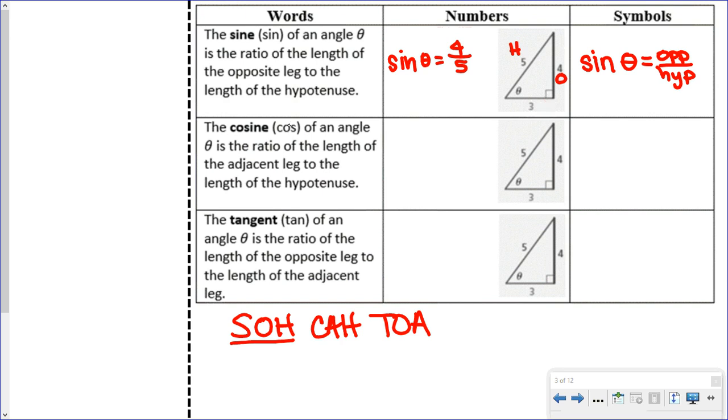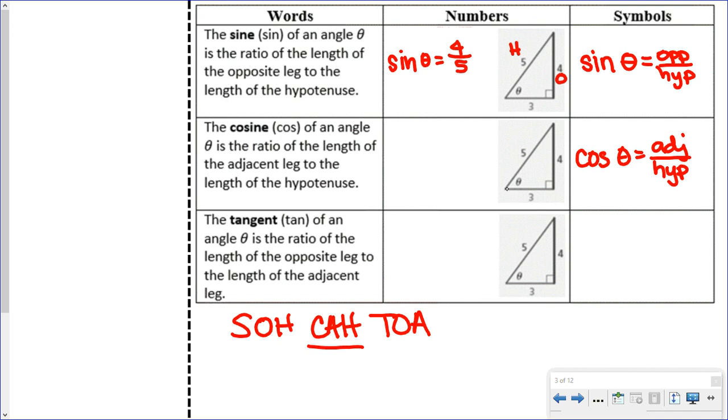Cosine of an angle, which is COS on your calculator, is the ratio of the length of the adjacent leg to the length of the hypotenuse. So that's the CA part down here, CAH. Cosine theta equals adjacent leg over hypotenuse. So that's the A and the H.